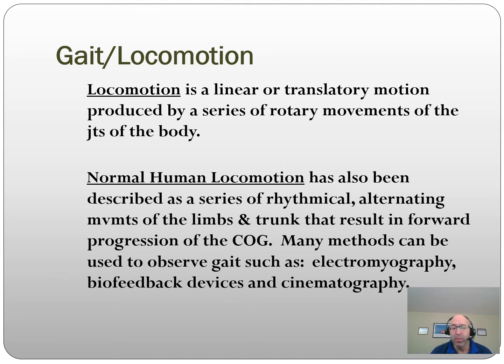The term locomotion is simply a linear or translatory motion produced by a series of rotary movements of the joints of the body. So we will frequently refer to this as gait. We also may call it ambulation, which is another term that means walking. Normal human locomotion has been described as a series of rhythmical, alternating movements of the limbs and trunk that results in forward progression of the center of gravity.